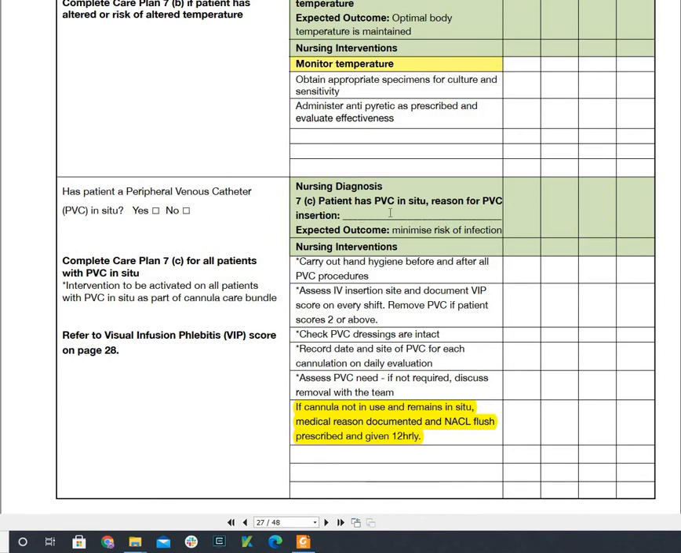So 7C, patient has PVC in situ, reason for PVC insertion, and that has to be documented here. The expected outcome is that we minimise the risk of infection. So our nursing interventions: carry out hand hygiene before and after all PVC procedures, assess IV insertion site and document VIP score in every shift, remove PVC if patient scores 2 or above, check PVC dressings are intact, record date and site of PVC for each cannulation on daily evaluation, assess PVC need, if not required, discuss removal with the team. And if the cannula is not in use and remains in situ, medical reason needs to be documented and sodium chloride flush needs to be prescribed and given 12 hourly.